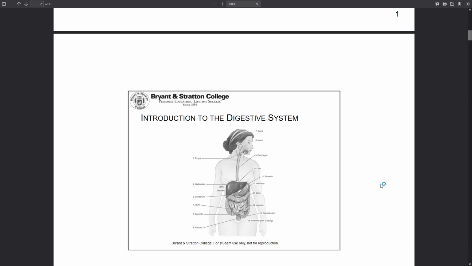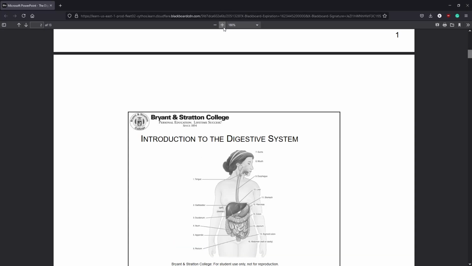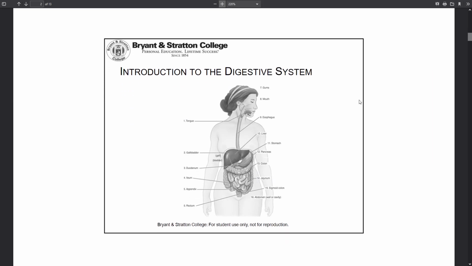All right, so now in our discussion of the digestive system, see on the screen currently, we really begin in the mouth with mechanical digestion with teeth.